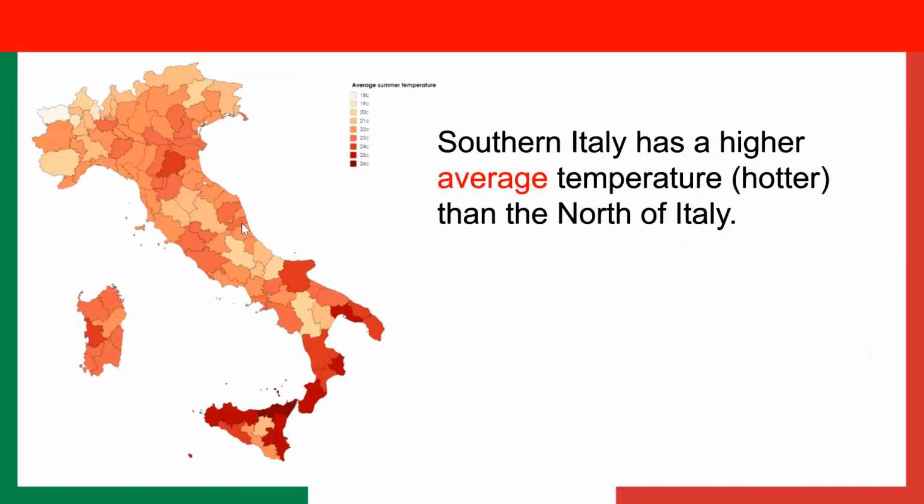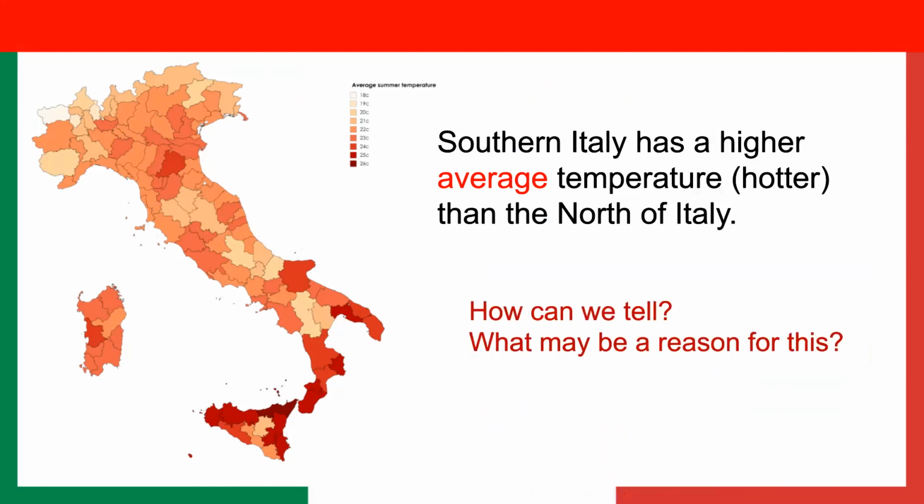Southern Italy, we can see here, has a higher average temperature than the north of Italy. We can see that the north, these parts up here, are around 18, 19 to 20 degrees average, whereas down in southern Italy we've got temperatures as high as 26 degrees.